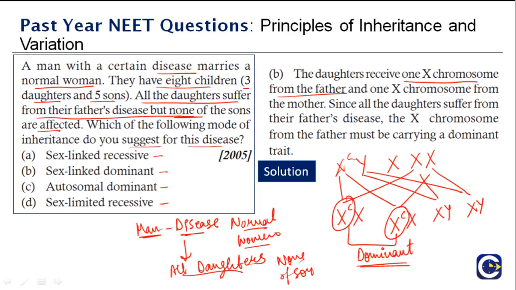So the daughters receive one X chromosome from the father and one X chromosome from the mother. Since all the daughters suffer from their father's disease, the X chromosome from the father must be carrying a dominant trait. Is it clear? So the right answer here is B.